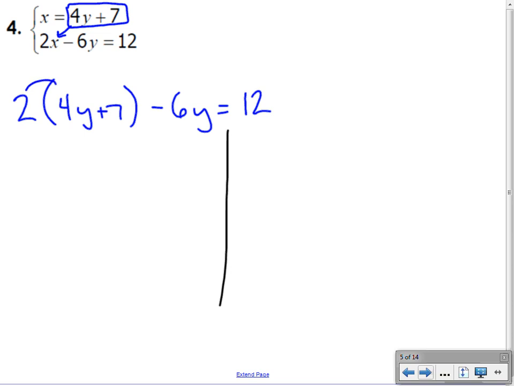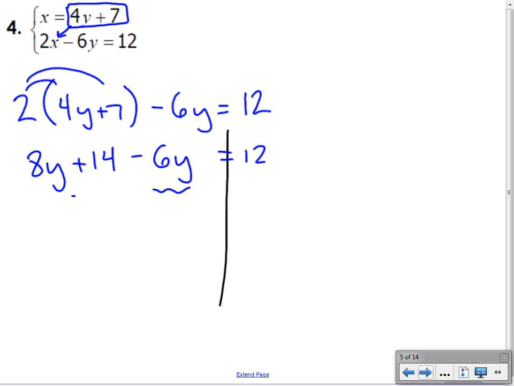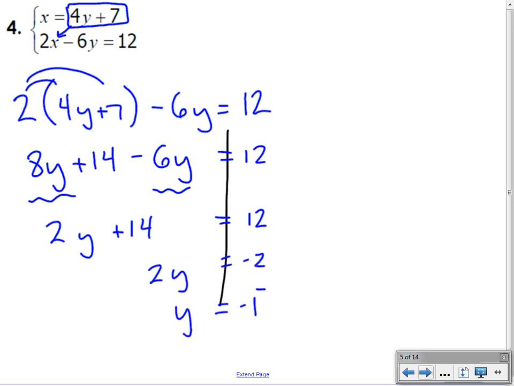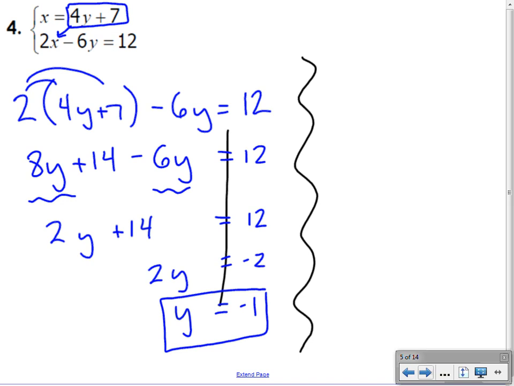So we would distribute the 2. We would combine our like terms. We would get y by itself, so we would subtract 14 from both sides, and then divide by 2. So this time we found y first. To find x, we're going to plug y into one of our original equations and solve for x. Again, it doesn't matter which one we plug it into, but if we're solving for x, it's going to be easier to use the top equation.